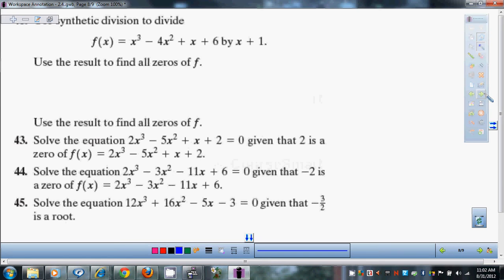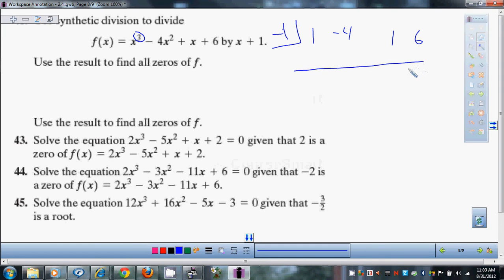But for 43, there's a factor. It says, use that factor to find all the zeros. How many zeros is this function going to have? 3. Watch what happens. We're going to divide this out using synthetic division. So what am I actually going to divide by? What's going to go in the box? -1, right. So that's 1, -4, 1, 6.